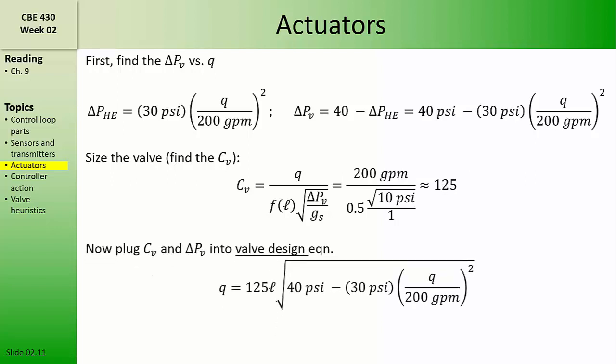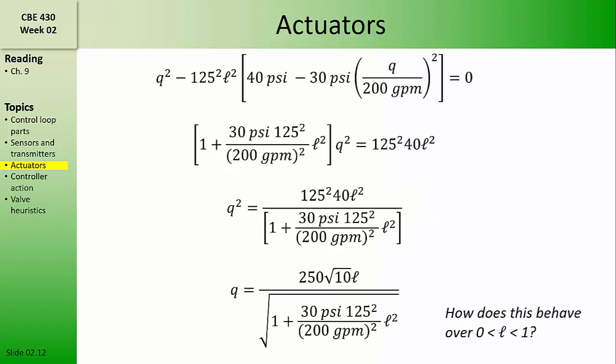Now if we plug this back into the valve design equation, we can find out how Q, the flow rate, and L are related. This is a very nonlinear relationship between Q and L for what we call a linear valve, and we haven't solved it yet for Q as a function of L. Q as a function of L looks like this crazy mixed power law. We're interested in how the flow rate behaves over the range of L from 0 to 1. So we would want to plot this to see how it behaves.